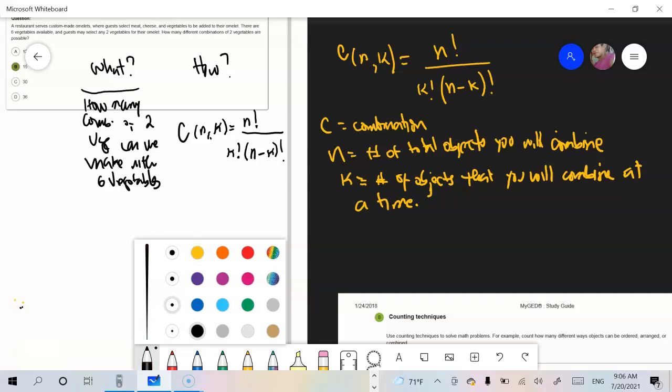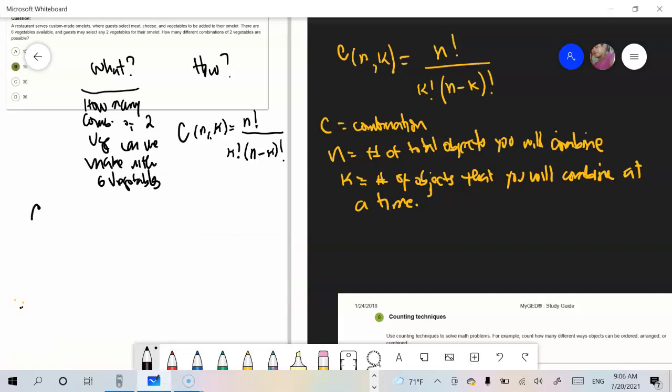So we are going to calculate the combination of 6 vegetables in groups of 2. That's going to be equal to the total number of vegetables we're going to combine, which is 6, so 6 factorial, over the vegetables that we are going to combine at a time, which is 2 factorial, multiplied by the total of vegetables, which is 6, minus the vegetables at a time, which is 2, factorial, okay? We are going to start developing that formula.